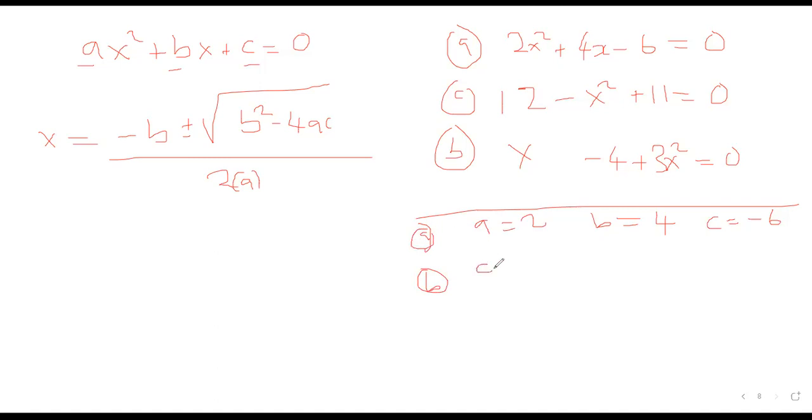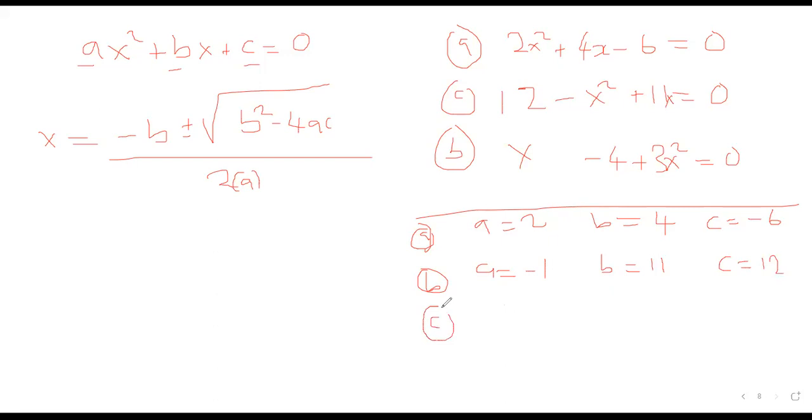How about part b? What is our a? Our a is negative 1. Be precise, not 1. Negative 1. Our b? There's no b. Excellent. There is no b, yes. How about if I put 11x there? Which one is our b? Positive 11. And our c? Positive 12, correct.